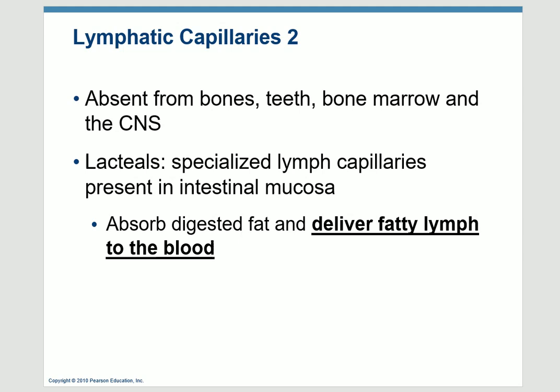Lymphatic capillaries cannot actually be found everywhere in the body. They are not found in bones. They're not found in teeth. They're not found in bone marrow or in the central nervous system, the CNS. So remember, CNS is the brain and the spinal cord. Lacteals are specialized lymph capillaries, and they're found in the intestinal mucosa. The intestinal mucosa is the lining of the intestines, and these are special. They are made to absorb digested fat and deliver that fatty lymph to the blood. So think about what delivering fatty blood to the heart might lead to.